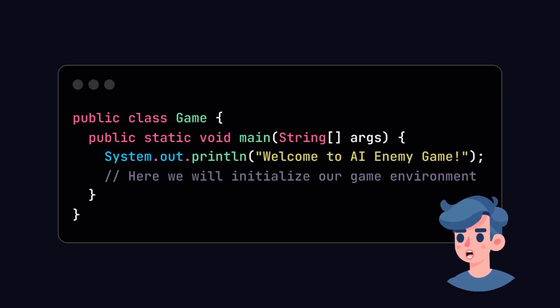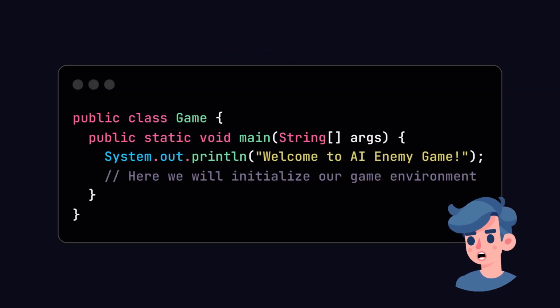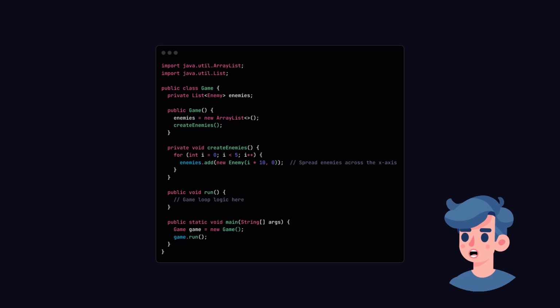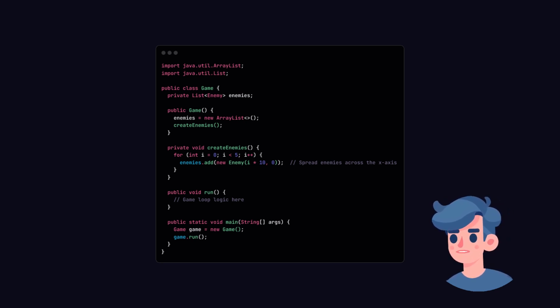First, let's set up our main project structure. Create a new directory called AI Enemy Game. Inside that, create a folder named src for our source code. We will also create a simple game class to kick things off. Here, we've defined our main class Game with the entry point main. This is where our game will begin executing.